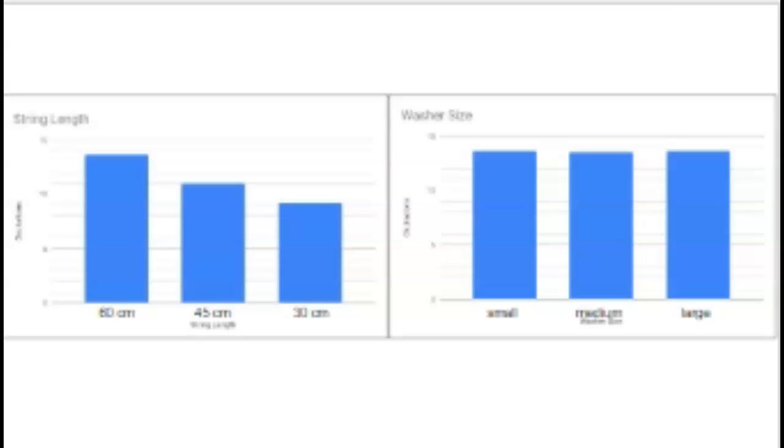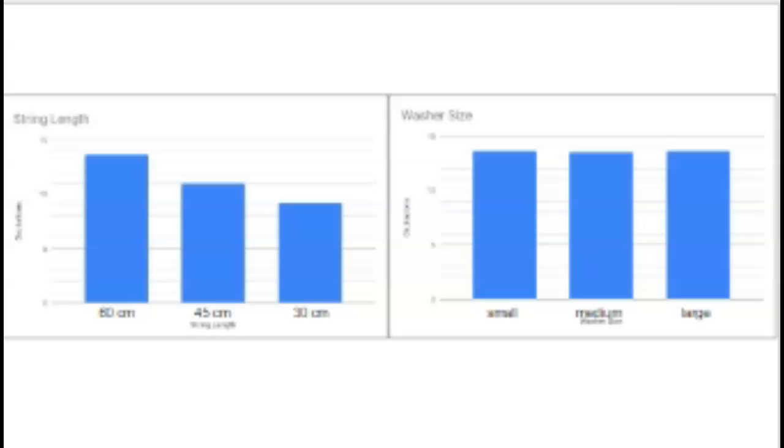The time it takes for the washer to make one complete oscillation, or back and forth, is called a period, and the number of oscillations in a given time is the frequency. So as the string gets longer, the distance the washer falls is greater, and the period is longer. That means that there are fewer oscillations in a given time. In other words, the frequency is less.